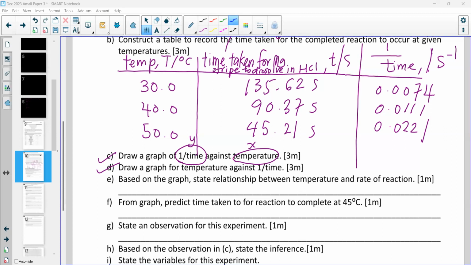For those of you trying at home, if you want to show me the graph, you can send your answer to the group. I can help you to check your graph. Okay, so you are having 2 graphs. Try to play with it.